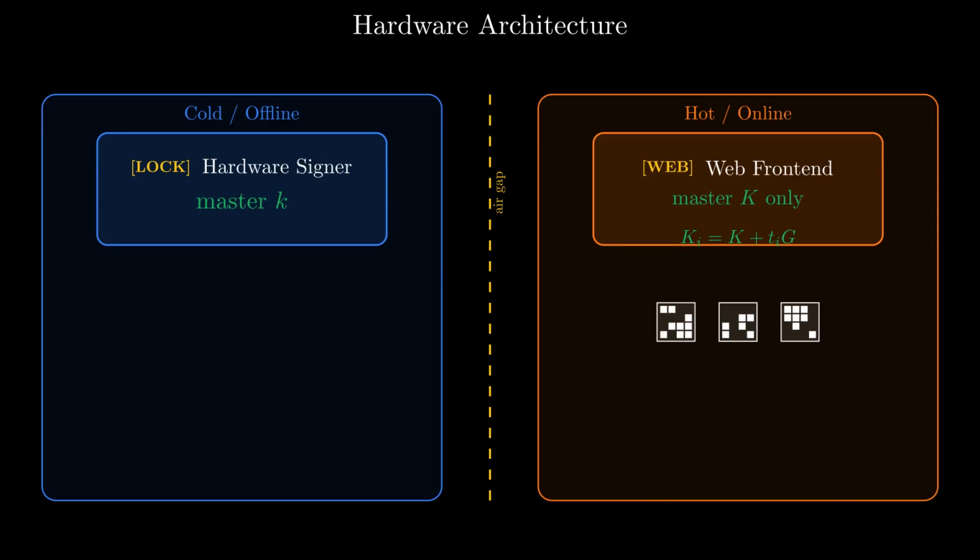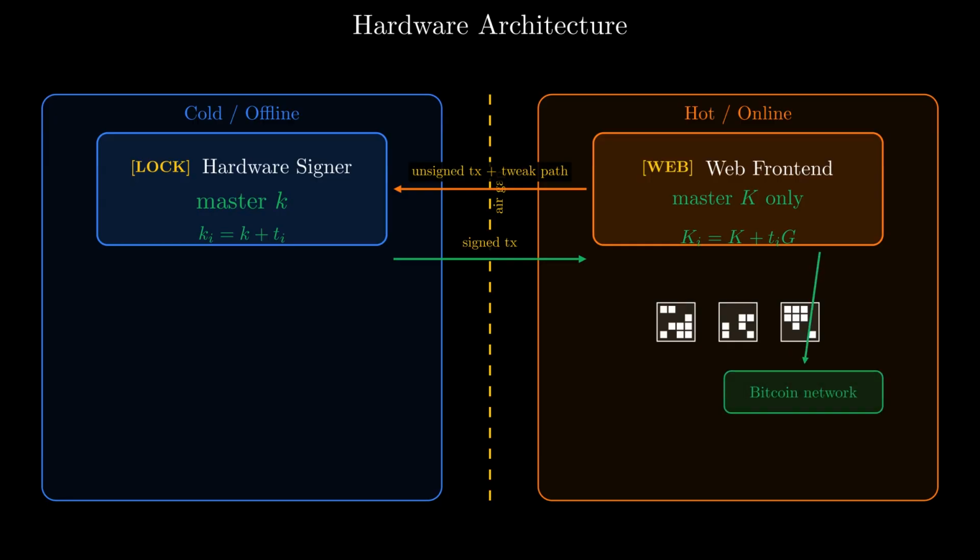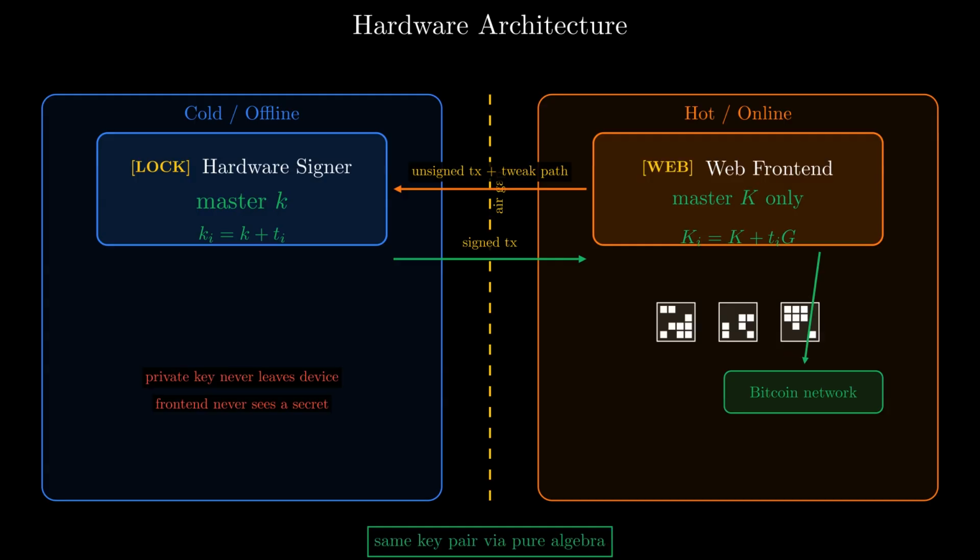When you decide to spend, the front end builds an unsigned transaction and hands the tweak path to the hardware signer, and the signer derives the matching child private key on demand, signs, and returns the signed transaction. The private key never leaves the device. The front end never sees a secret. Both sides agree on the same key pair through pure algebra.